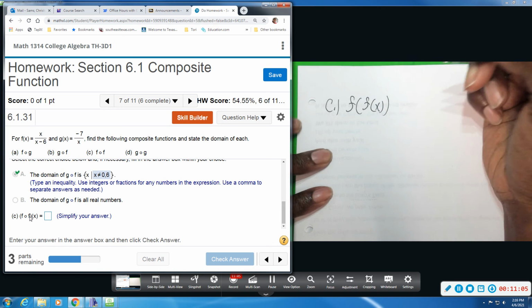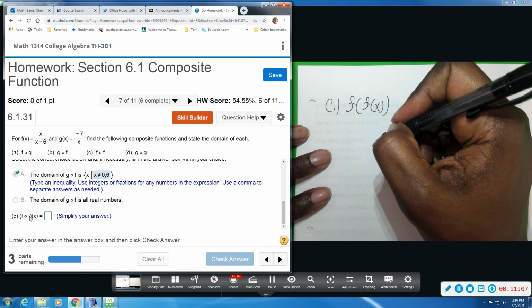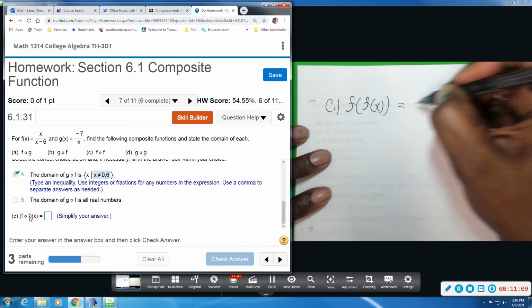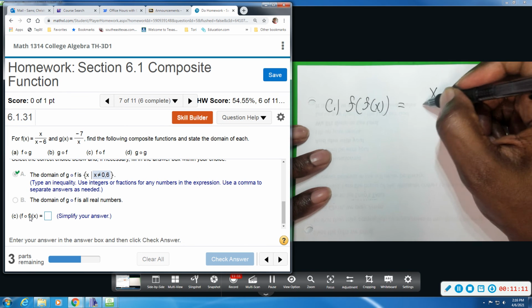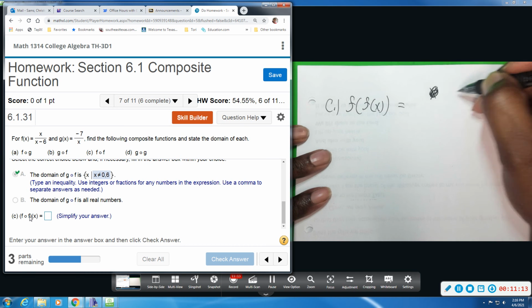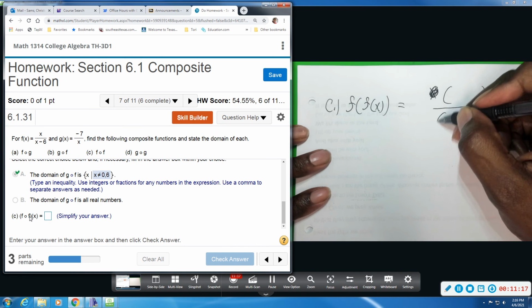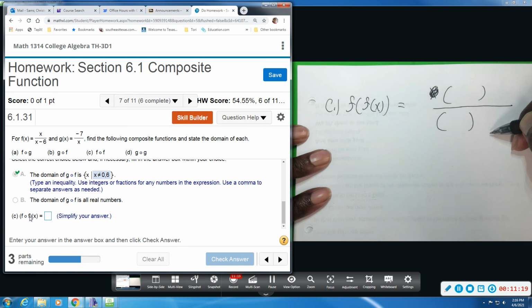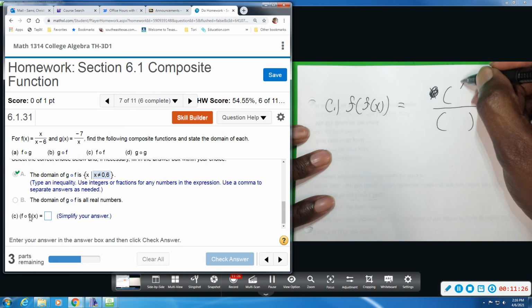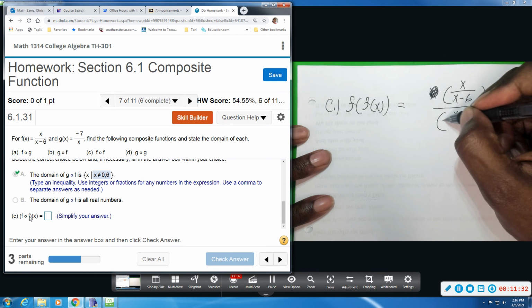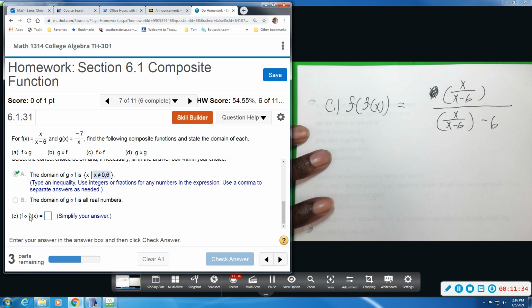of x. All right, so my f equation is x, and then divided by x minus 6. So in the place of x, I'm replacing with f of x. And that is x over x minus 6 there, and x over x minus 6 here.